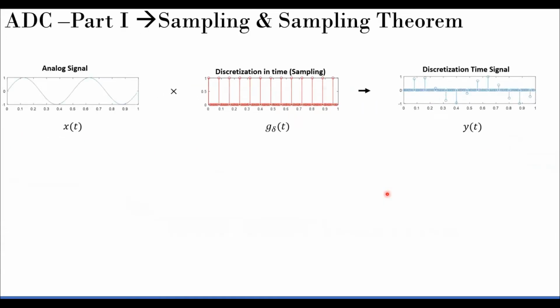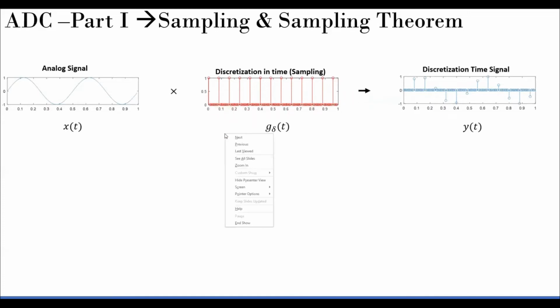Okay, so let's actually spend some time in the first part, which is sampling, which is discretization in time. You have the analog signal, which is continuous in time. You multiply them physically, or, easier for understanding, you multiply them with a series of delta functions or Diracs like this. They exist only at these uniform intervals.